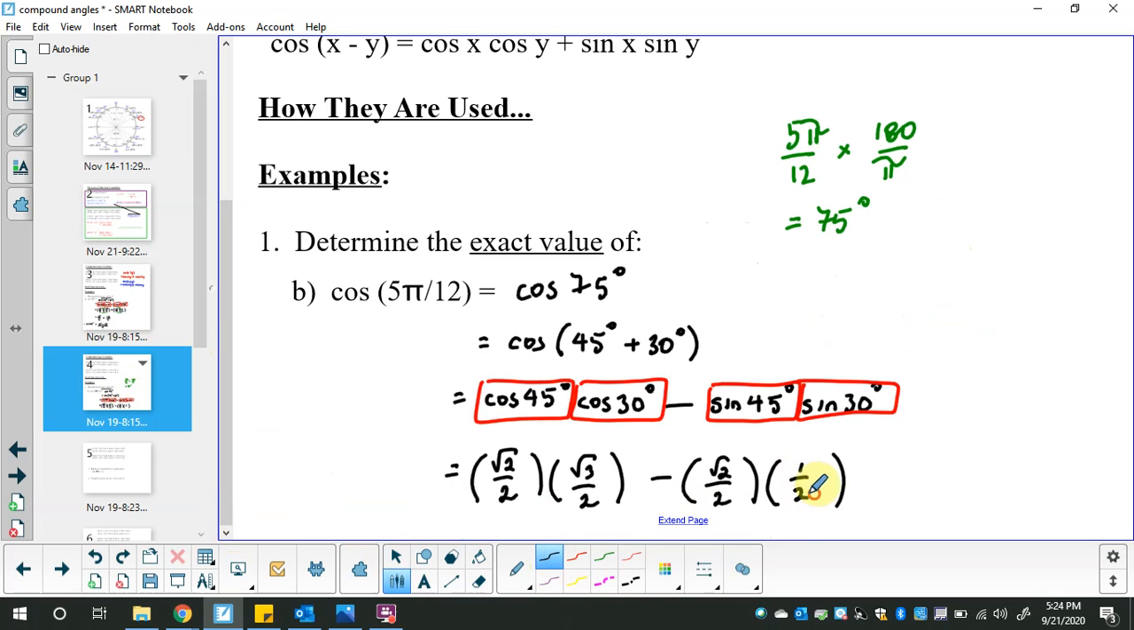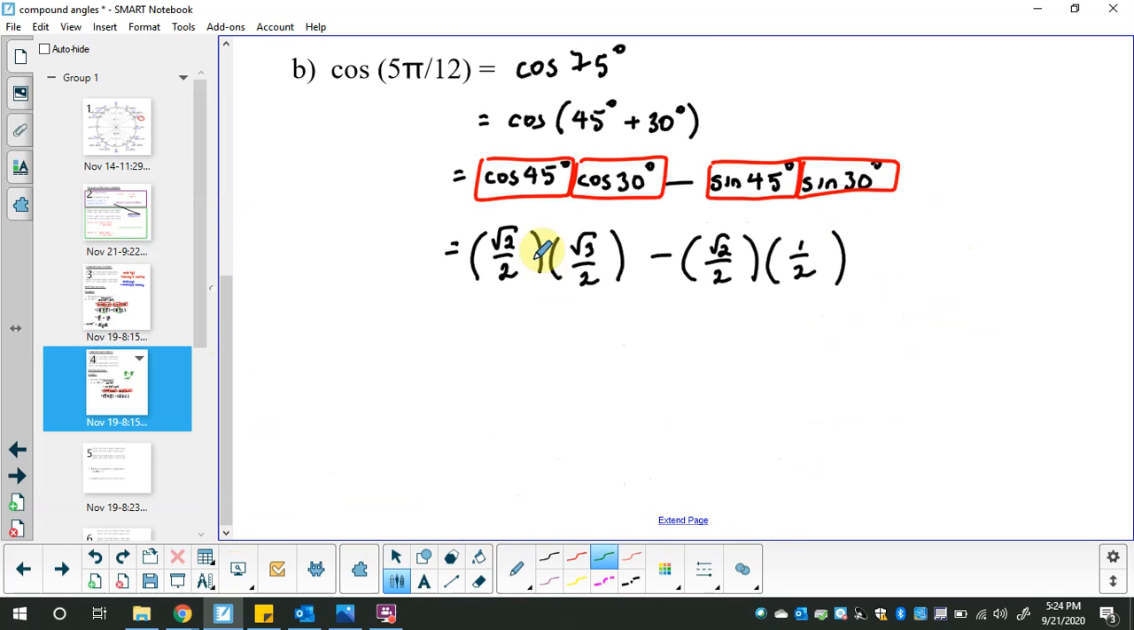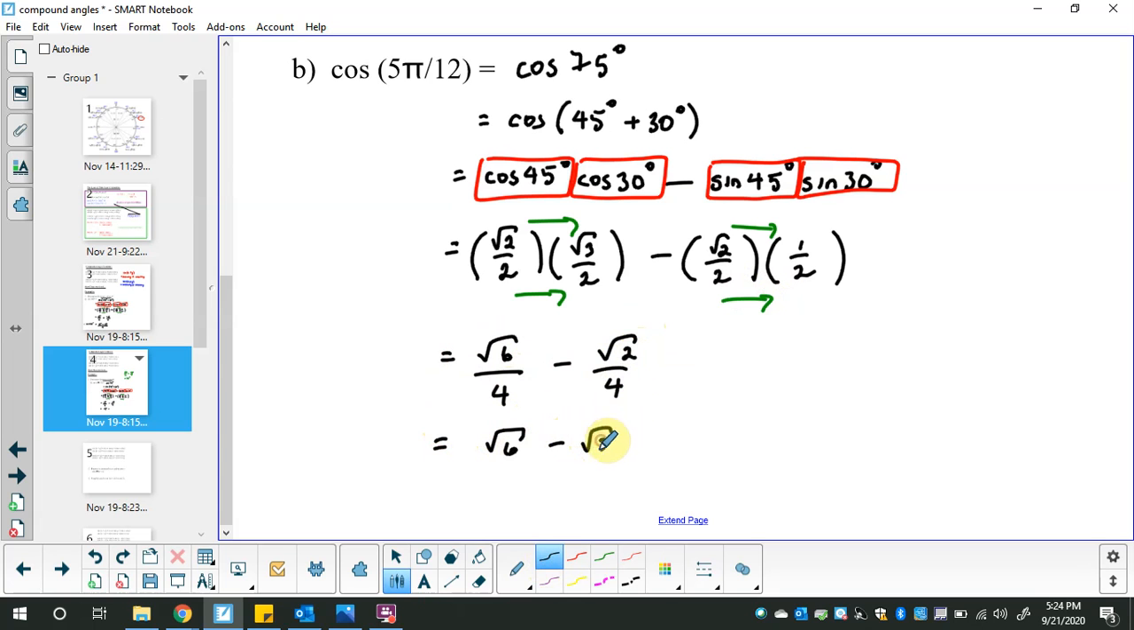So then we can do our fraction part again. Multiply across the top and the bottom. So that's root 6 over 4 minus root 2 over 4. Common denominators all set for us. So that's root 6 minus root 2 all over 4.